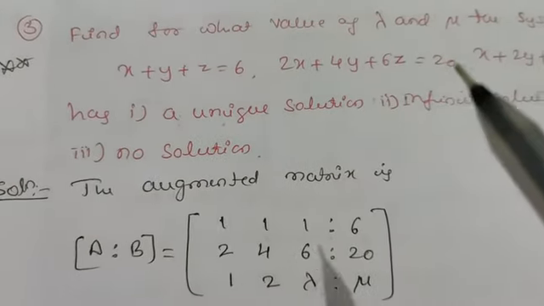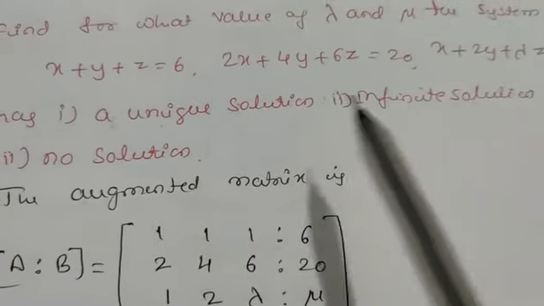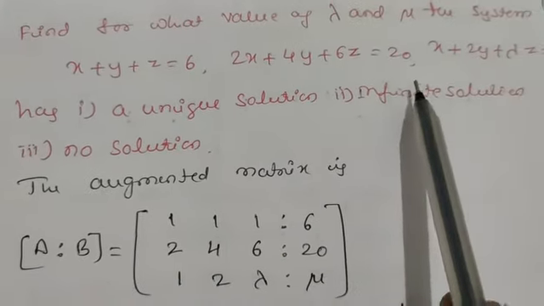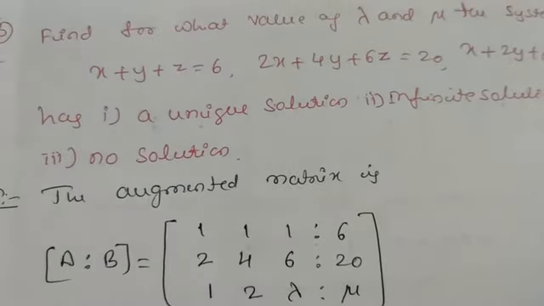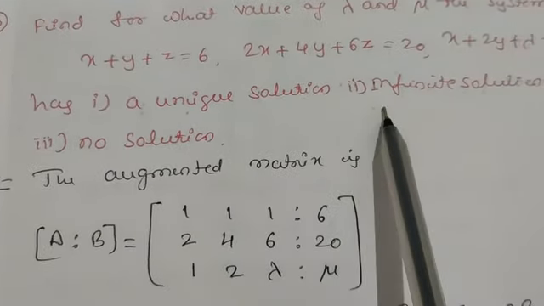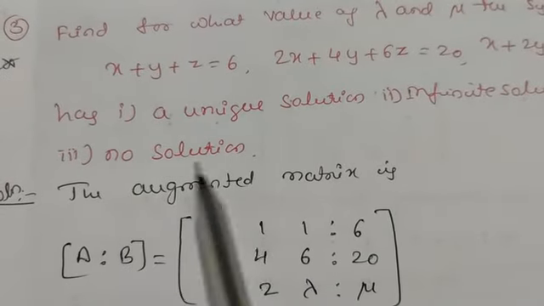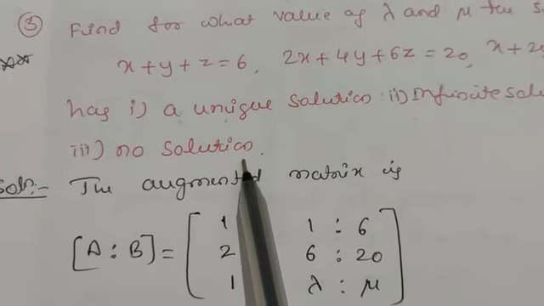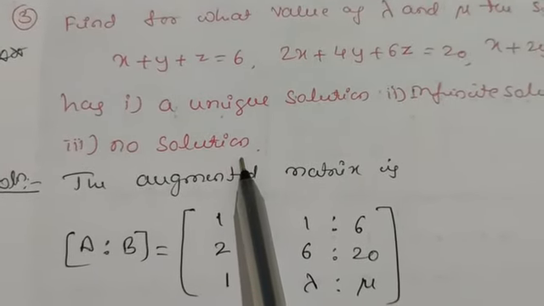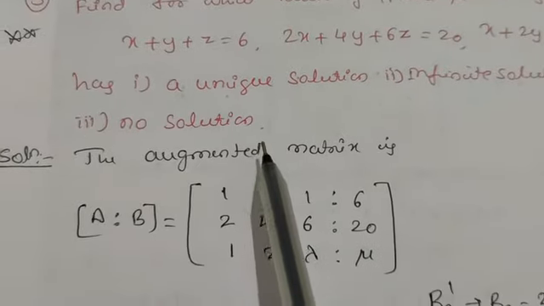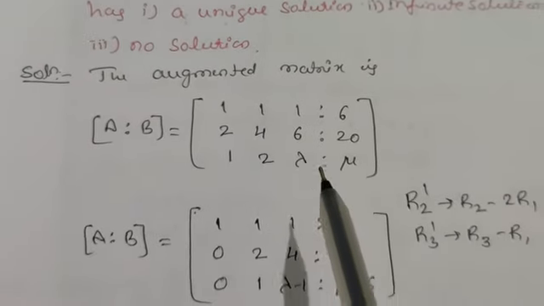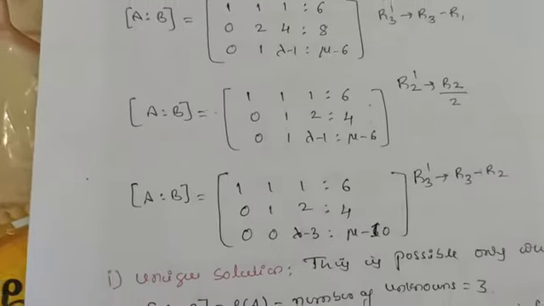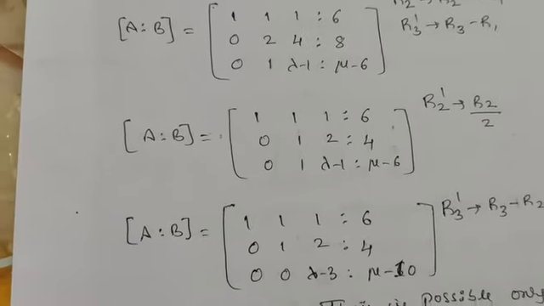Find for what values of lambda and mu the system x plus y plus z equals 6, 2x plus 4y plus 6z equals 20, x plus 2y plus lambda z equals mu has a unique solution, second, infinite solutions, and third, no solution. The explanation of this problem I will give in the next session. For now you just go through this one, since I gave the notes today. In the next session I will explain this one.